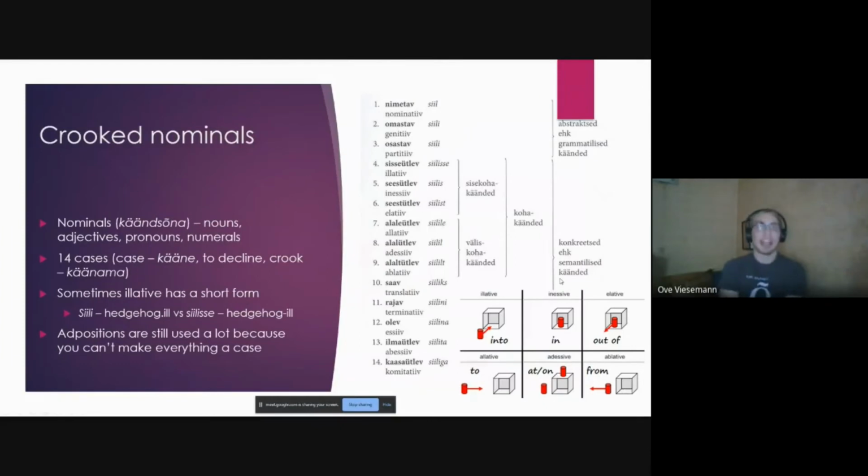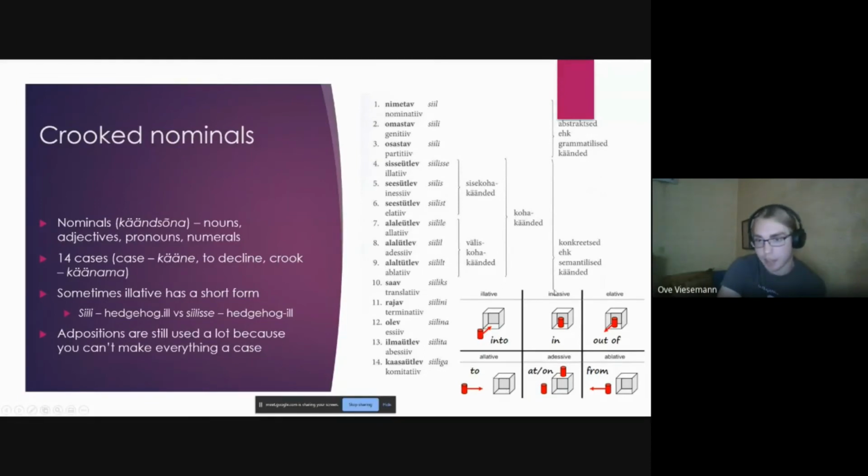Crooked nominals. Nominals are nouns, adjectives, pronouns, and numerals in Estonian. Nominal is käänsõna. There are 14 cases. Case is kääne. To decline, to crook is käänema, hence crooked nominals. Nominative, genitive, and partitive are the abstract, also known as grammatical cases. They are siil, siili, siili. We differentiate the different lengths of the vowels of words by context. Then illative, inessive, elative, allative, adessive, and ablative are the locative cases. And these 3 are the interior cases, and these are exterior cases.